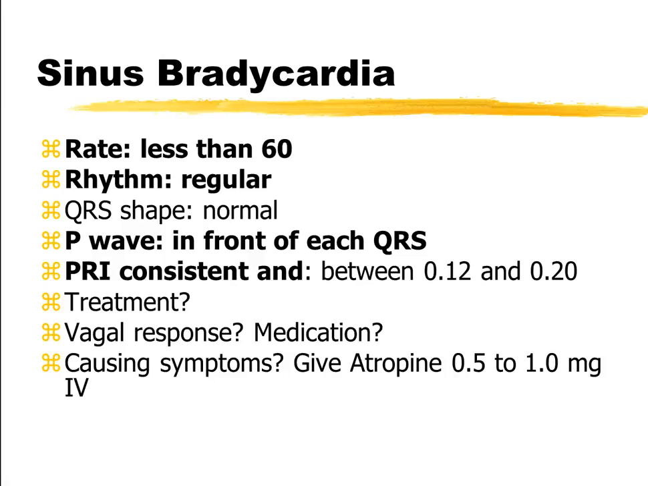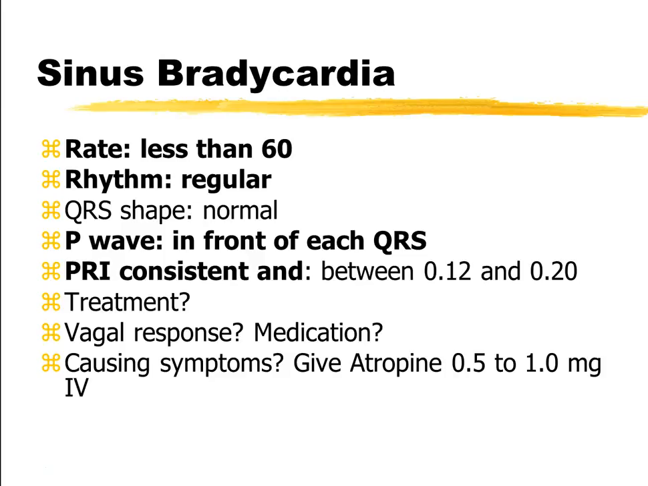It's very important. It has to be that way for it to be called a sinus rhythm. So in this case, we know that this impulse began in the SA node. The rate is less than normal, which is less than 60. The rhythm is regular. The QRS shape is normal.